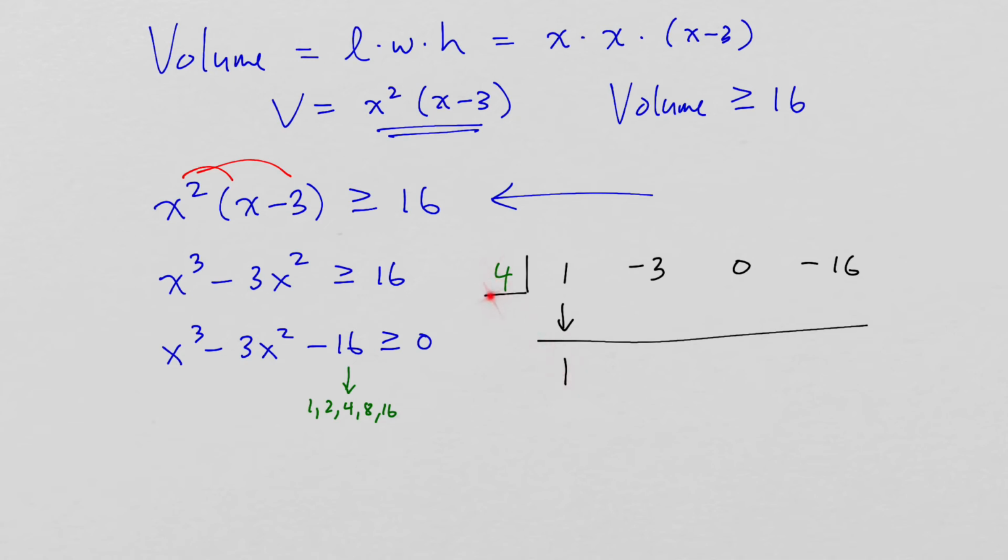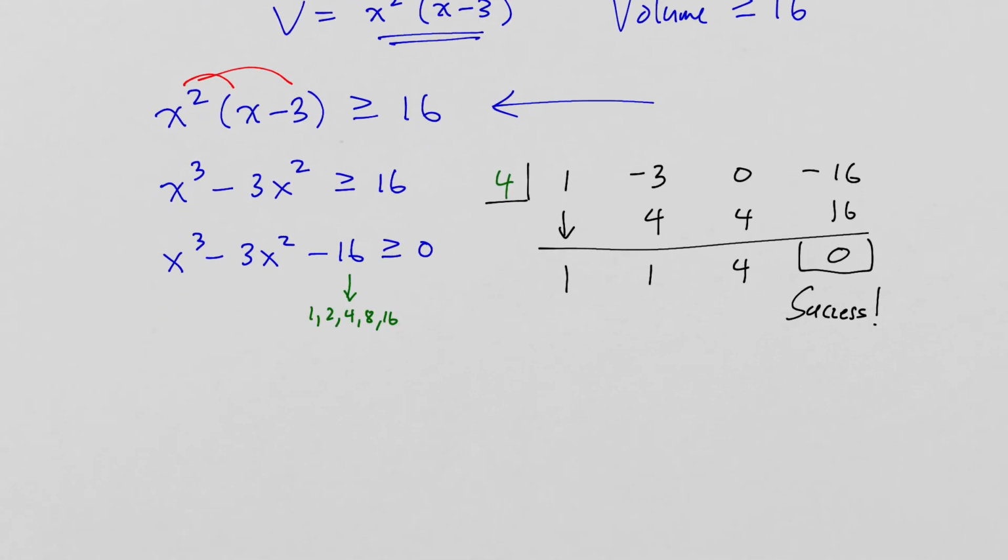So 4 times 1 is 4. Negative 3 plus 4 is 1. And 4 times 1 is 4 again. 0 plus 4 is 4. And here we go. 4 times 4 is 16. And negative 16 plus 16 is 0. So this is a success.